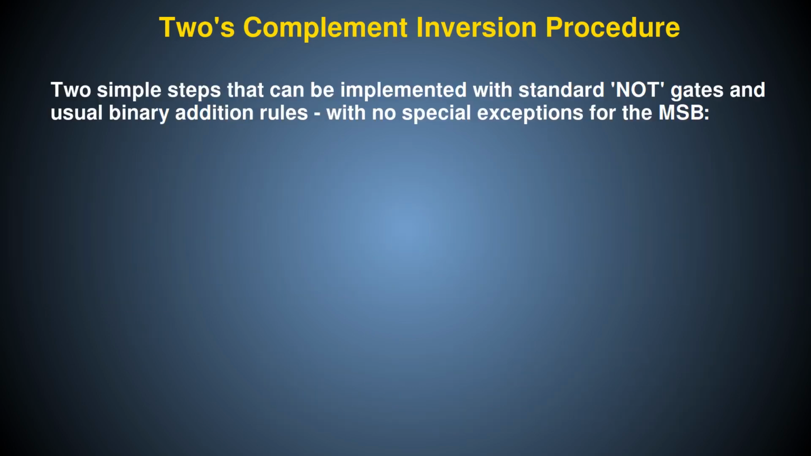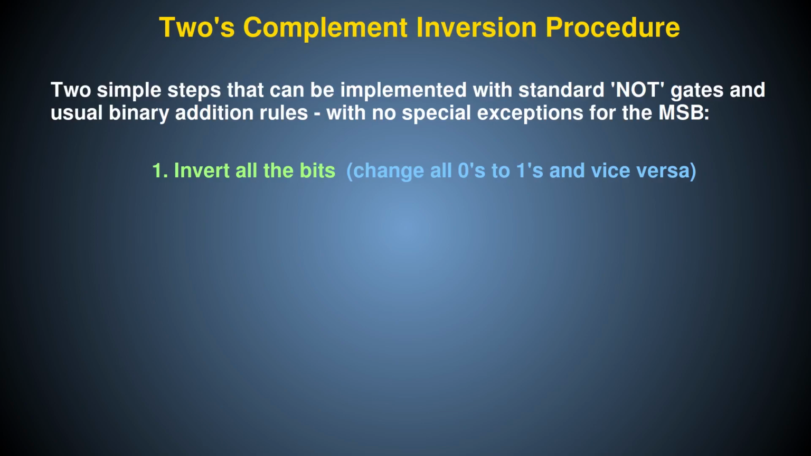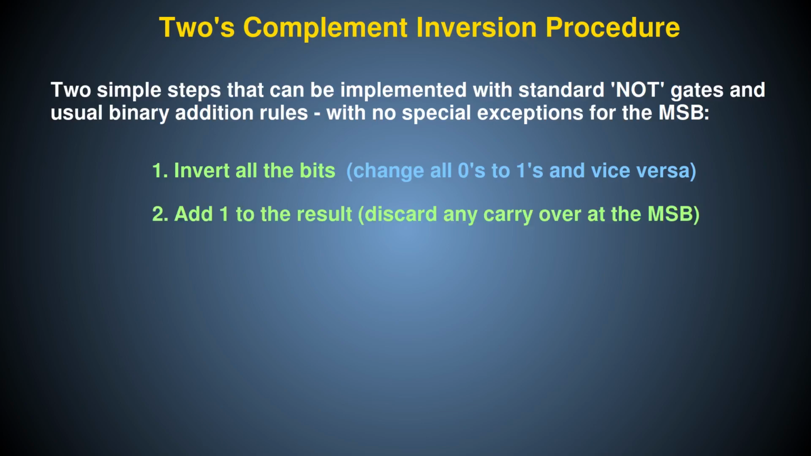So, what is this amazing procedure? Well, the procedure itself is very simple. Starting with any binary integer, you do the following. 1. Invert all the bits, and 2. Add 1 to the result, and ignore any carryover that may occur from the MSB.